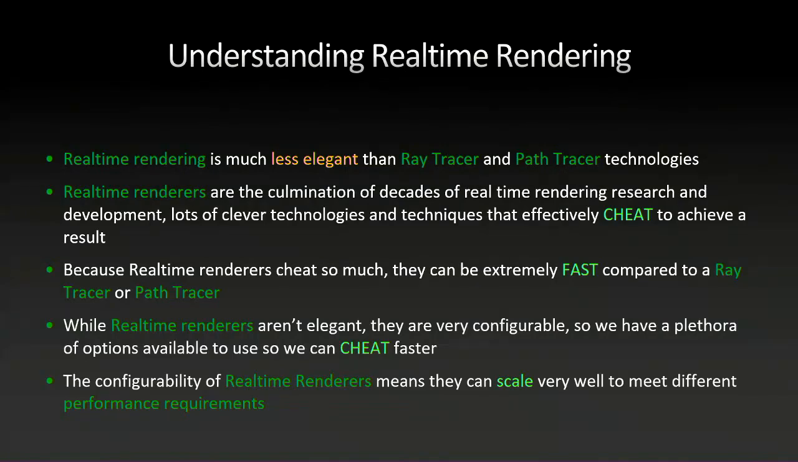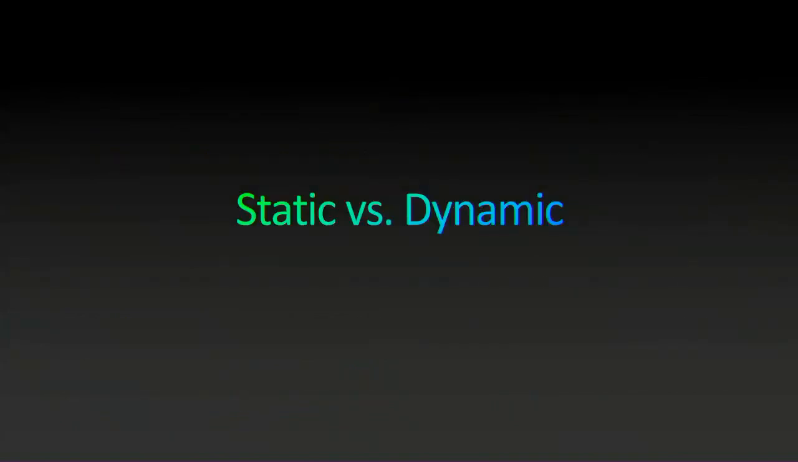Compared to ray tracers and path tracers, which are just brute force but have an elegance to them: you cast out a ray, it bounces off stuff, and then you get the pixel result back. Real-time renderers are generally not like that, but they are moving towards ray tracing. The configurability of our real-time renderers means we can scale them really well. They will scale to different types of hardware or needs that we have, just based on the settings that we put in.